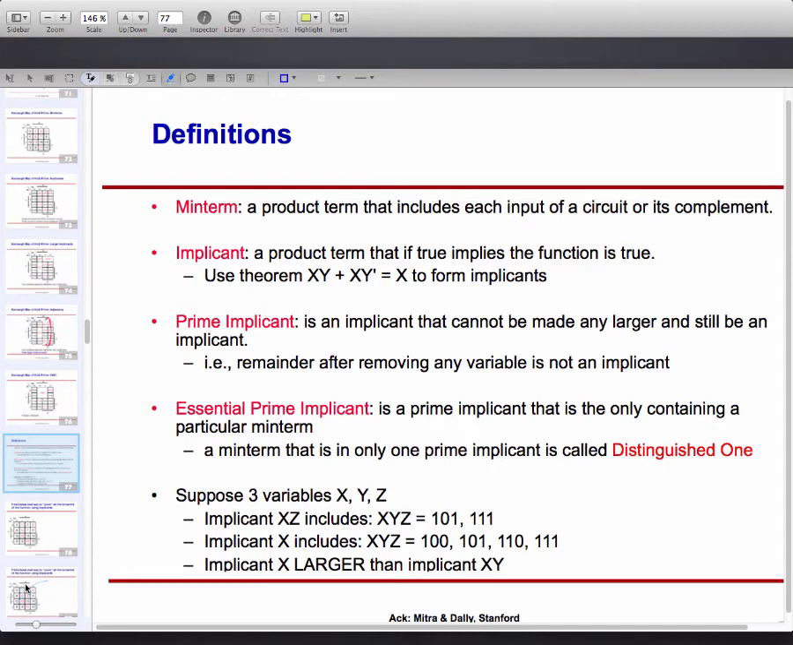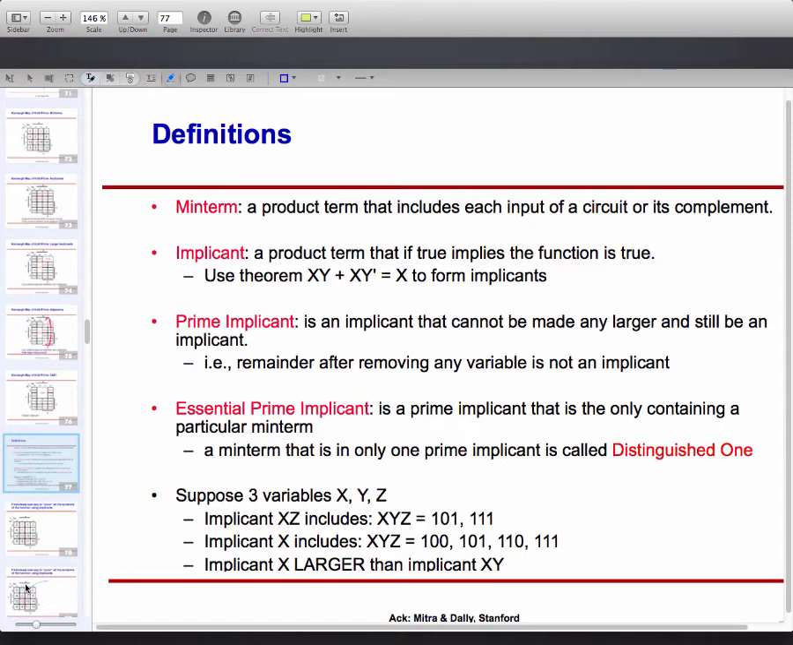So a face and edge, these are implicants. A prime implicant is one that cannot be made any larger. So if an edge could be part of a face also, then that edge is not a prime implicant. An essential prime implicant is one where that's the only prime implicant which takes care of a vertex.